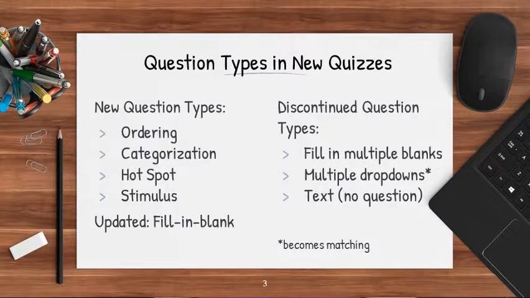The new question types include ordering, categorization, hotspot, and stimulus. Fill in the blank has also been updated. Fill in multiple blanks, multiple dropdowns, and text no question options are no longer question types you can choose from. If you've used multiple dropdowns on older quizzes, they will migrate over as a matching question type.